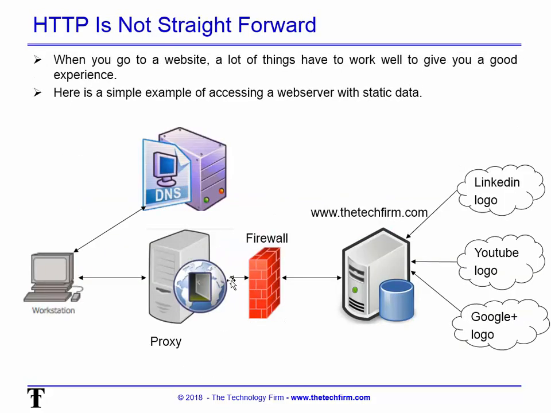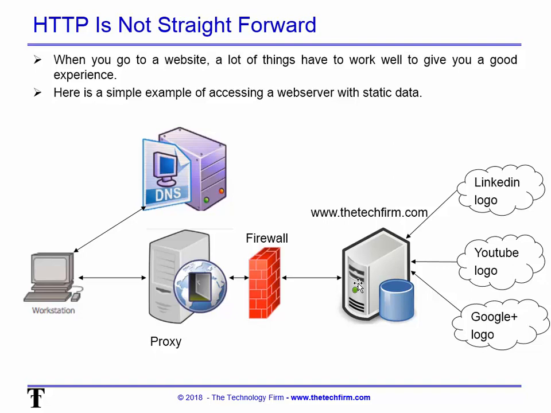It's a great start. So HTTP is not straightforward, and we have to stop for a second and take a step back. If I'm the workstation and I want to get to techfirm.com, what has to happen for me to get there? Well, obviously I need an IP address, default gateway, all that kind of stuff. But then I need to do a DNS lookup for techfirm.com. After I get that resolution, I go through my proxy, my firewall, the internet, and then I hit the web server.